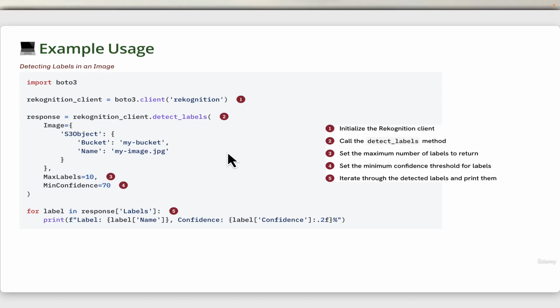It will return all the labels, and you can iterate through the detected labels and print them, showing the confidence score and the image label. Here we have not specified any filter, so it will just iterate over all the labels. We are just doing this for one image, so it will give that image's properties, all the labels associated with it, and what the confidence score is.